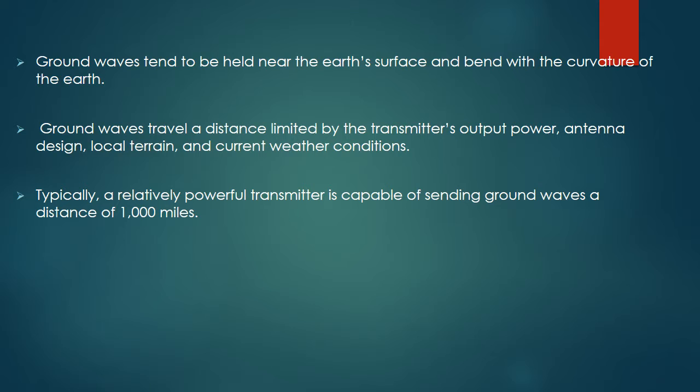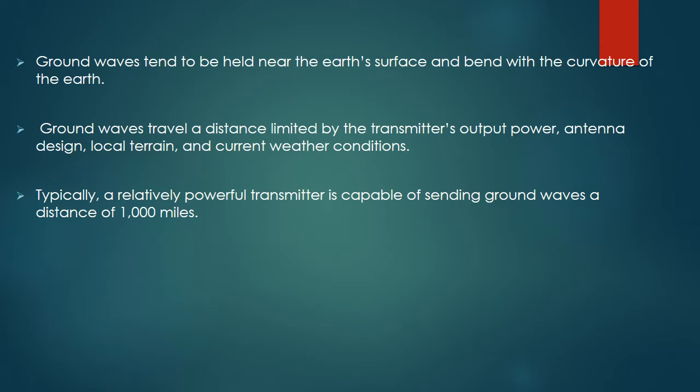Ground waves travel a distance limited by the transmitter's output power, antenna design, local terrain, and current weather conditions. So ang ground wave natin is being affected by the transmitter's output power, kung malakas ba yung output power ng transmitter mo, and the output power of a transmitter is measured in watts. Either 100 watts, 200 watts, 300 watts, that is the output power of your transmitter. Antenna design, kung masyadong mahaba yung antenna mo, masyadong maliit, manipis, or makapal yung antenna. Local terrain is kung masyadong mabundok, or kung masyadong maraming building, affected po yan, no? Isa siya sa mag-affect sa ating ground wave. And also our current weather conditions. Kung sakaling masyadong mabagyo, snowy, mahangin, o mainit, it will also affect the communication of the ground wave propagation.